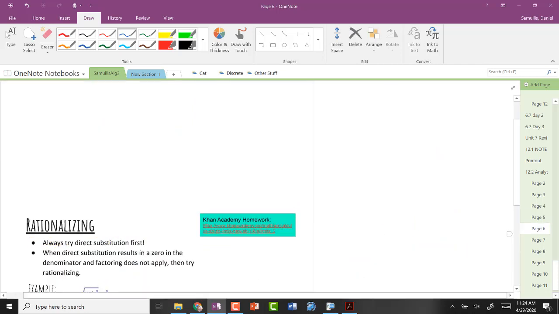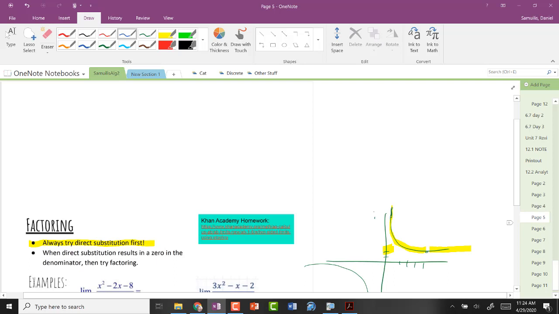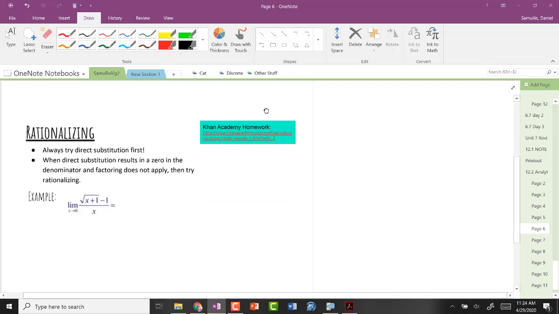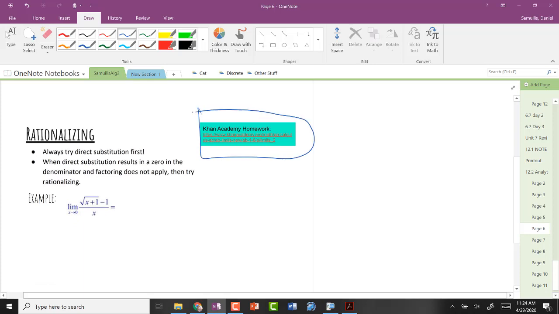Okay, so next. Back here again on the factoring, here's the third Khan Academy problem that we are looking at. Okay, so once again, always try direct substitution first. Approaching 0, plug in a 0. I get a 0 in the denominator. It doesn't work. I get 0 over 0 again. Okay, so this might be something new.